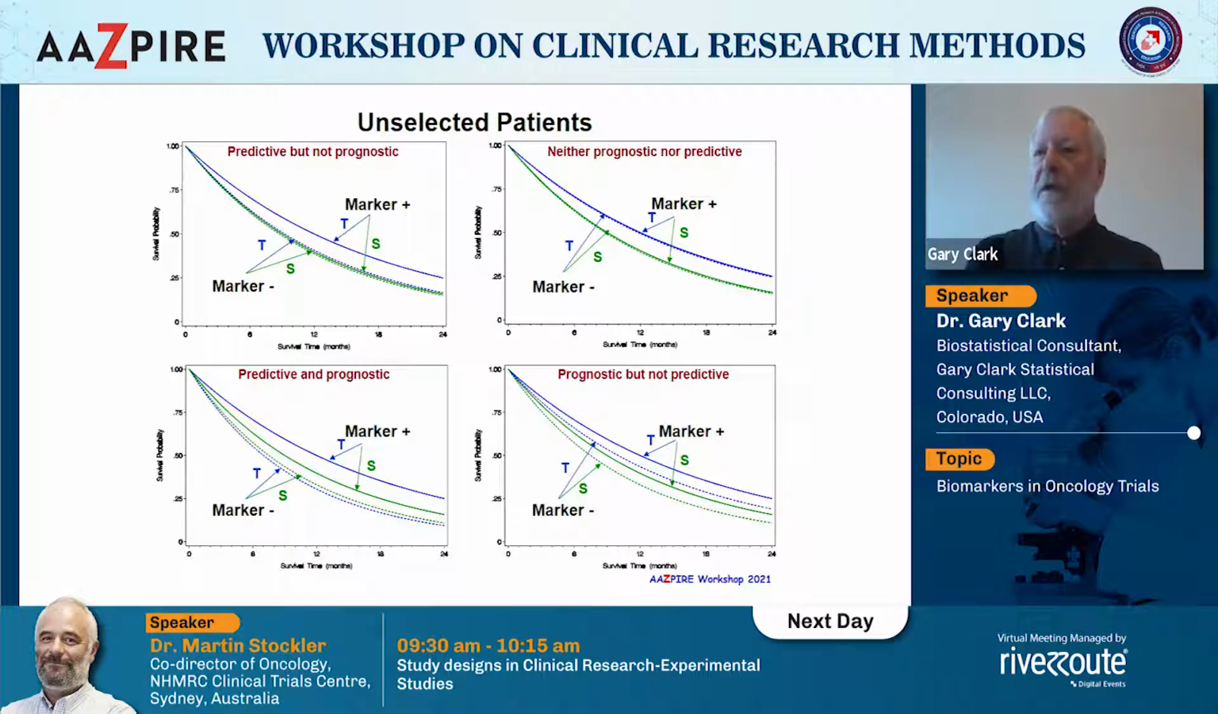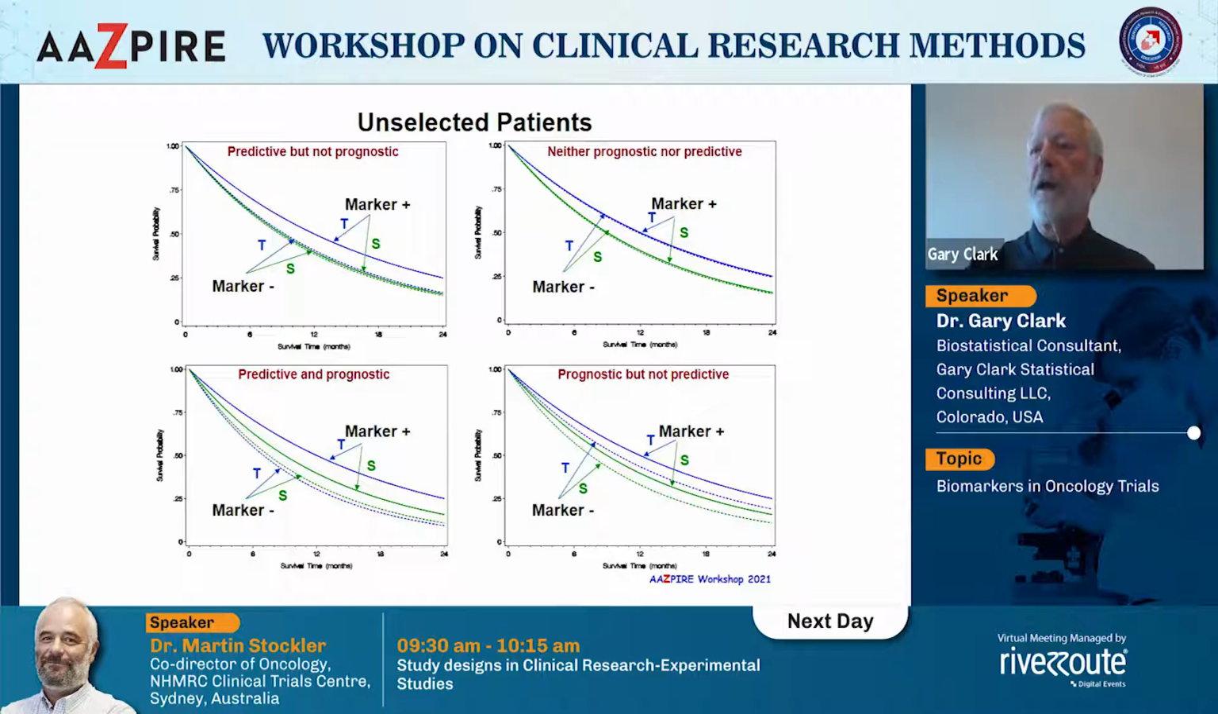So sometimes this one is a little more confusing. The marker positive patients, exactly as we have seen before, targeted therapy improves the survival in the marker positive patients. In this case, if we look, is there prognostic significance? Under standard therapy, the marker negative patients do worse than the marker positive patients. So this is a prognostic factor.